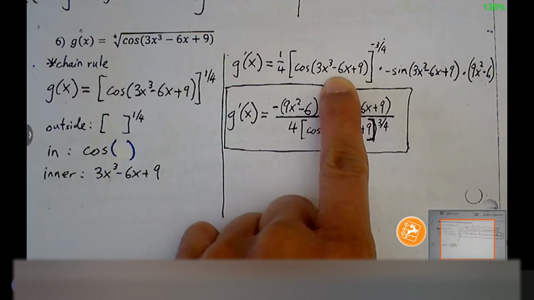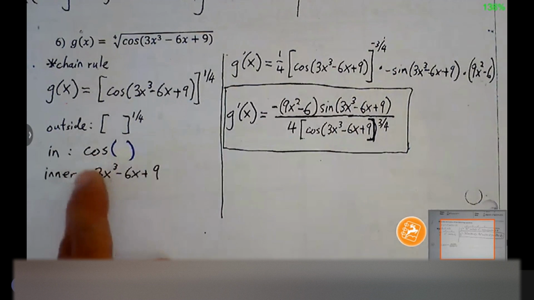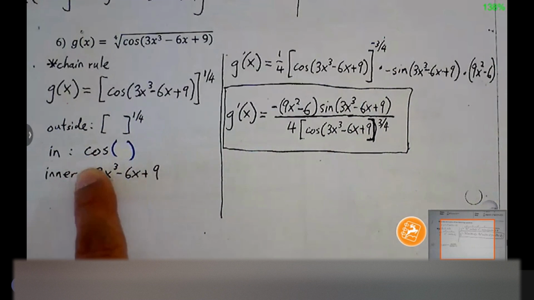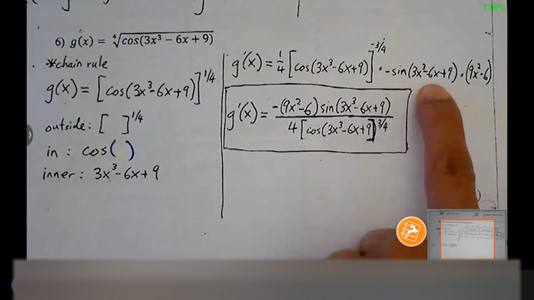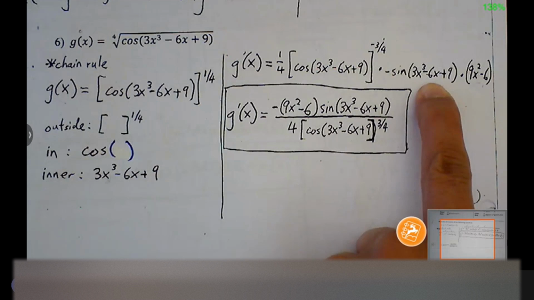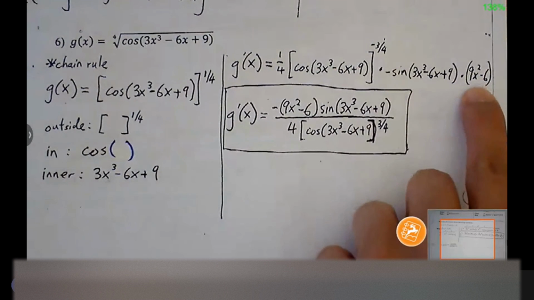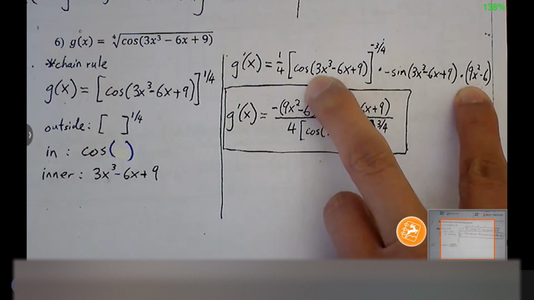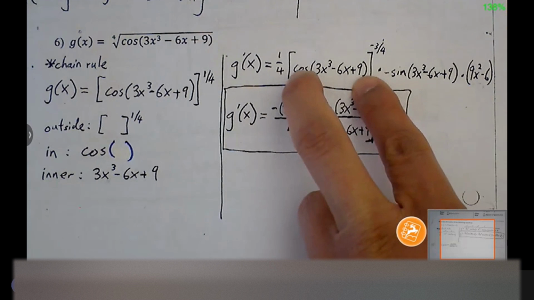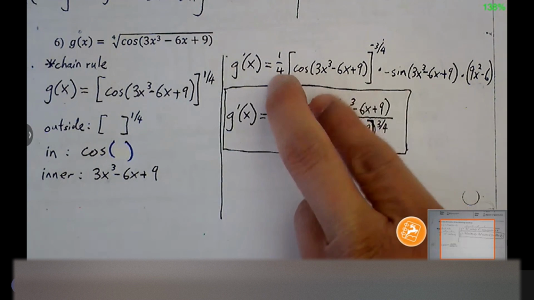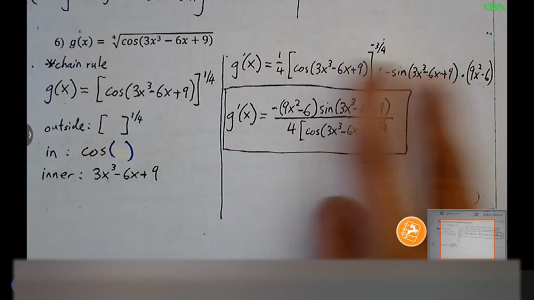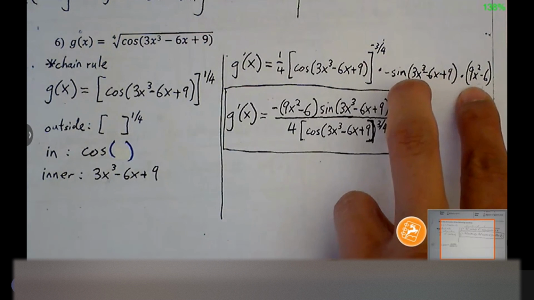Keep the inside intact. Next up is cosine, sine. So negative sine, keep the original expression inside the parentheses. And finally, we're ready for the innermost portion, which is 9x squared minus 6. Leave that in a set of parentheses, so order of operations is clear. This form is fine. I like to clean up, so I'm going to push this down to the denominator, make it share the same space as the 4, and then I have this in the numerator.